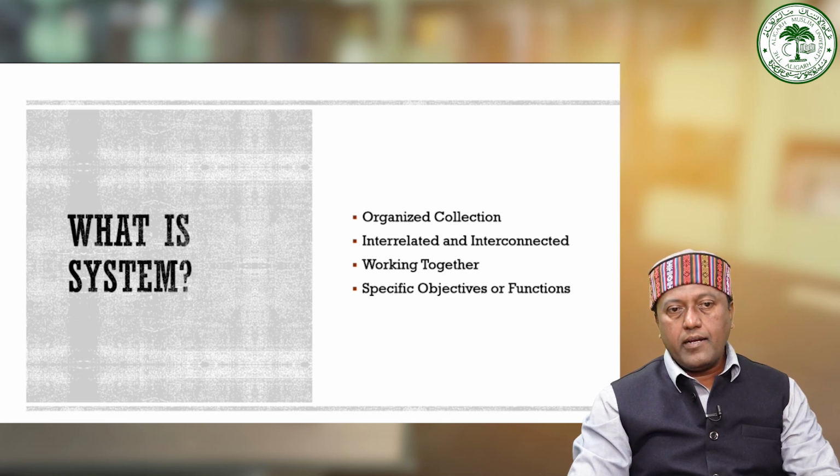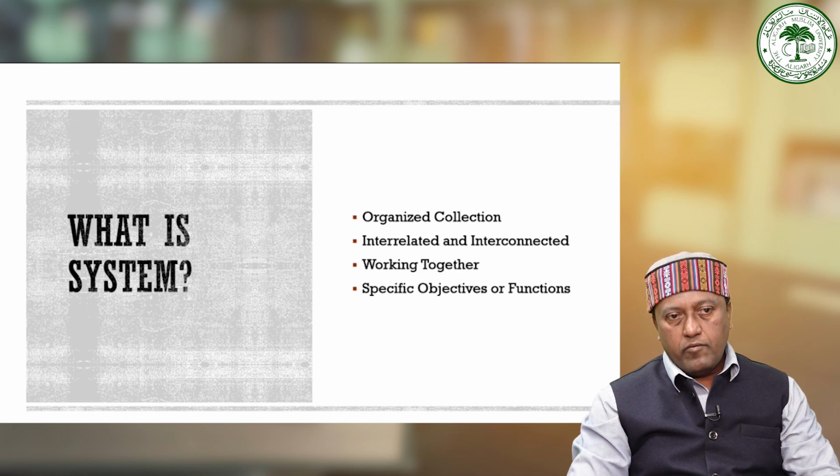Second, you can see interrelated and interconnected. Especially how this can be applied in the case of a car. The components of a car are interconnected and interrelated with each other to perform tasks. For example, the engine provides the power to the wheels through the transmission, while the steering system allows the driver to control the direction of the car.